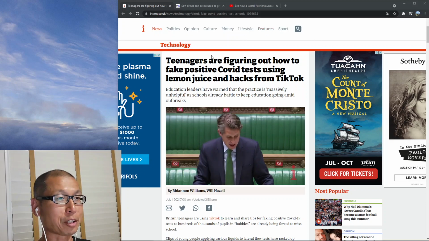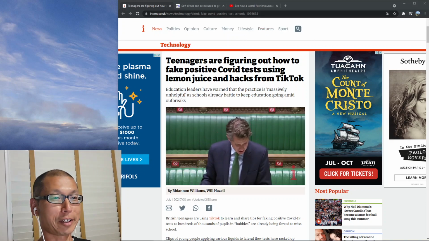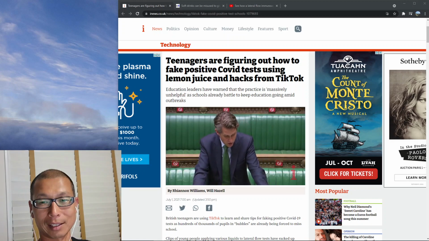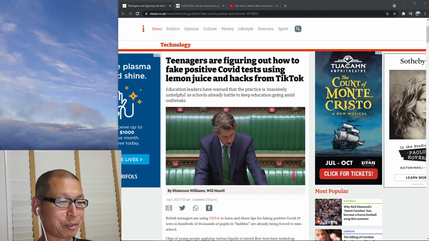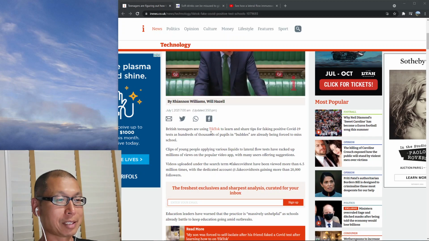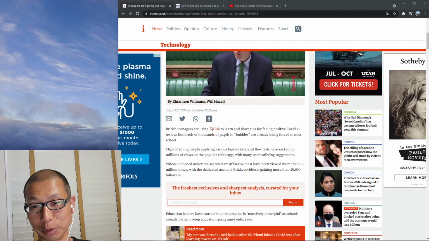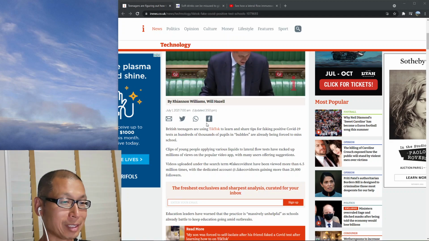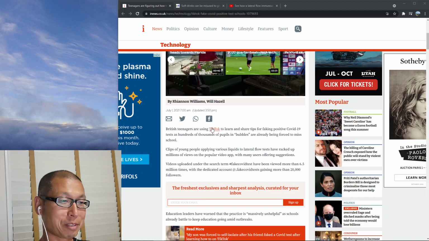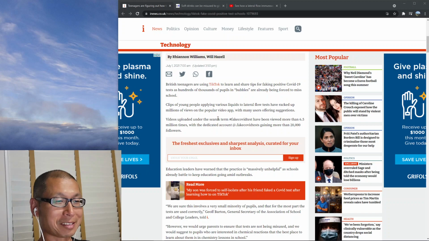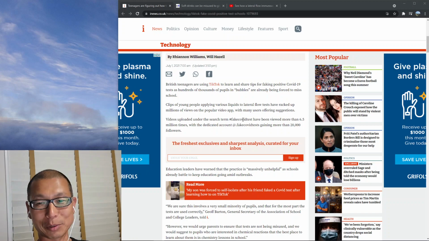I read this funny article today that said teenagers are figuring out how to fake positive COVID tests using lemon juice and hacks from TikTok. So if you read this, evidently a bunch of British kids are using TikTok to spread knowledge about how to fake positive COVID-19 tests, because if they're positive, then they can skip school, which is pretty funny that they're using TikTok to do this. And a little funny to see how ingenious kids are at trying to avoid school.